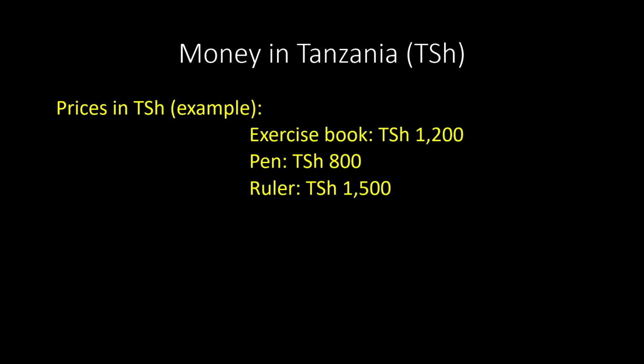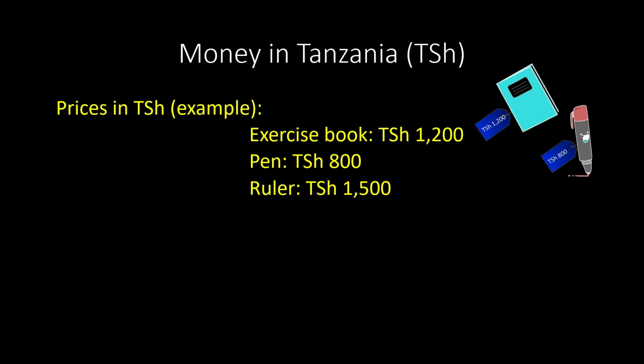Now let's take a look at another example. Money in Tanzania in shillings. Suppose an exercise book costs 1,200 shillings and a pen costs 800 shillings and a ruler costs 1,500 shillings. We may need to add prices to find a total cost or subtract to find change.